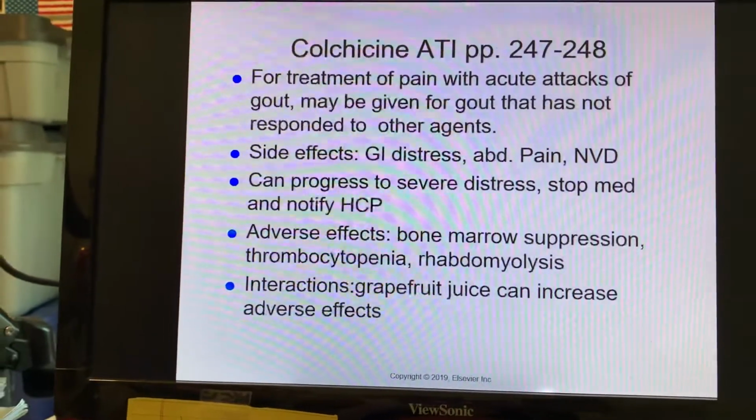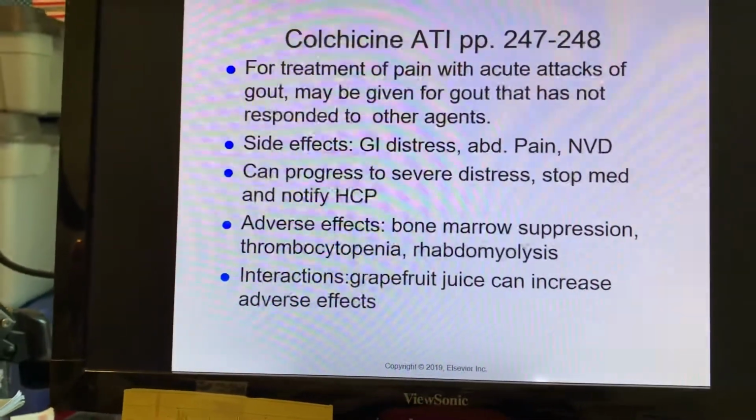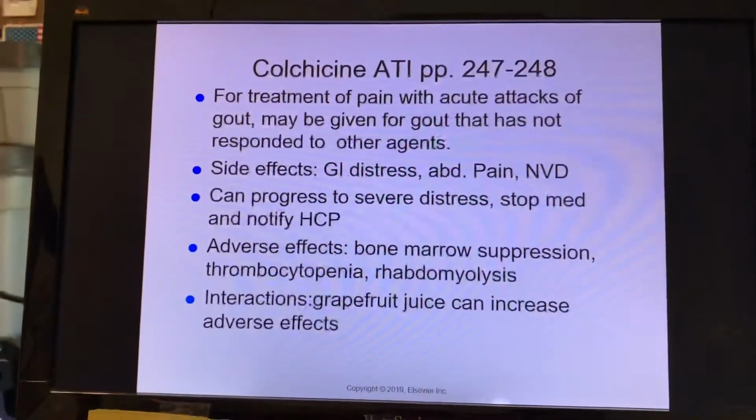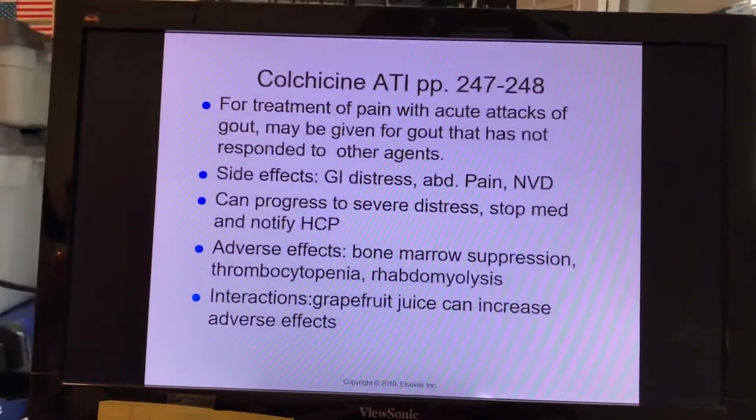Once again, this is a drug you shouldn't take grapefruit juice with. You know, poor grapefruit juice, it just can't catch a break. It interferes with the metabolism of lots and lots of drugs.